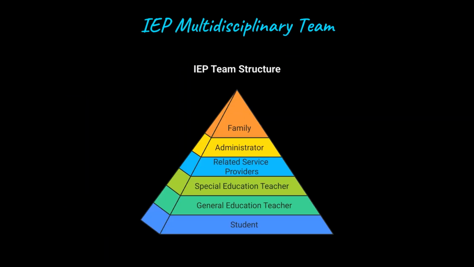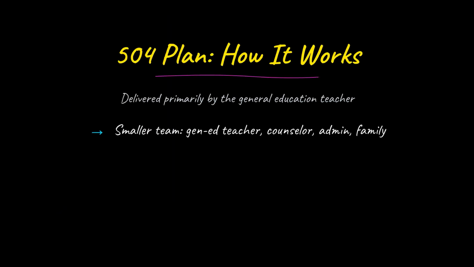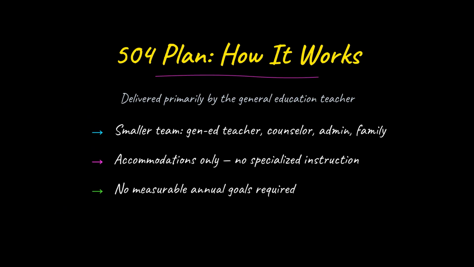The IEP requires a full multidisciplinary team, including a special education teacher, related service providers, an administrator, and the family, who together develop measurable annual goals and coordinate specialized services like pull-out or push-in instruction. A 504 plan involves a much smaller team and places responsibility for delivery on the general education teacher. Typical accommodations include extended time, preferential seating, or access to notes. No specialized instruction or annual goals are required.